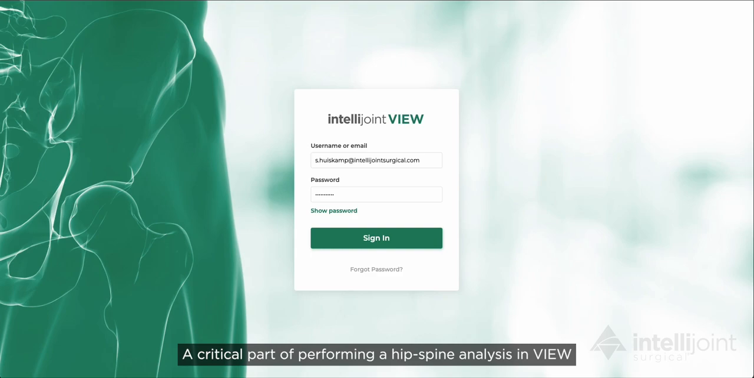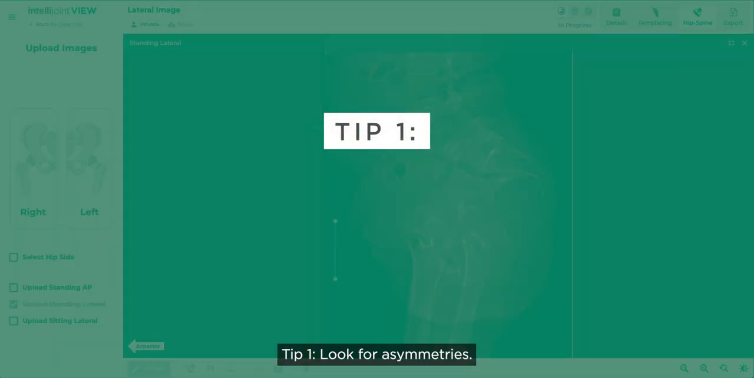A critical part of performing a hip spine analysis in VIEW is having good quality images to use. Ideally, this means that the images were taken following our imaging protocol. But I know that's not always the case. And sometimes, even with the best trained radiology staff, the reality is that landmarks won't be optimal due to factors outside of your control. Tip 1.